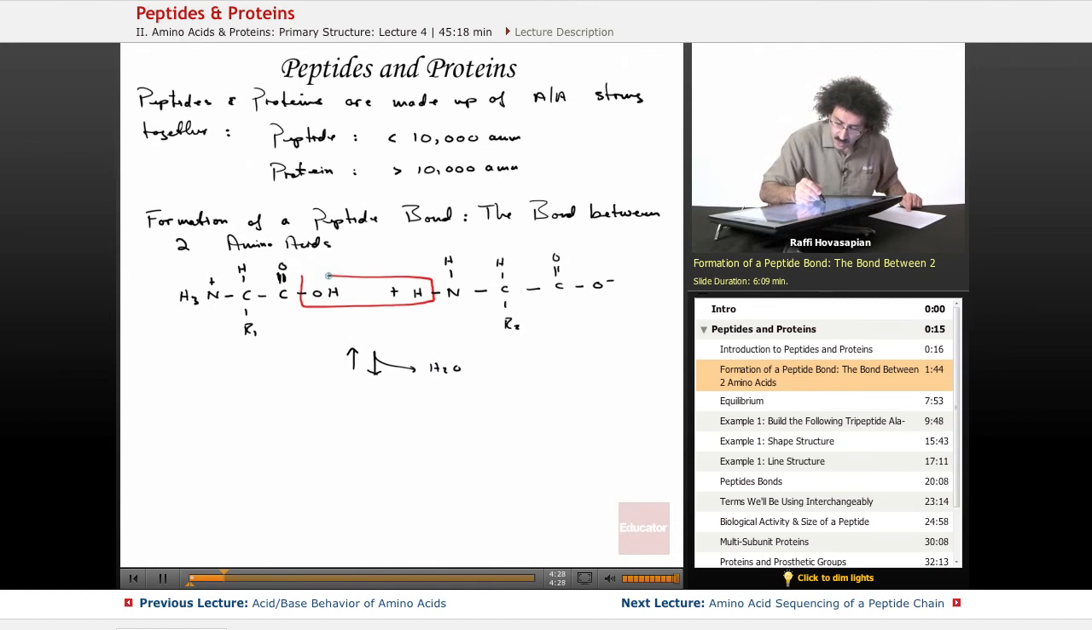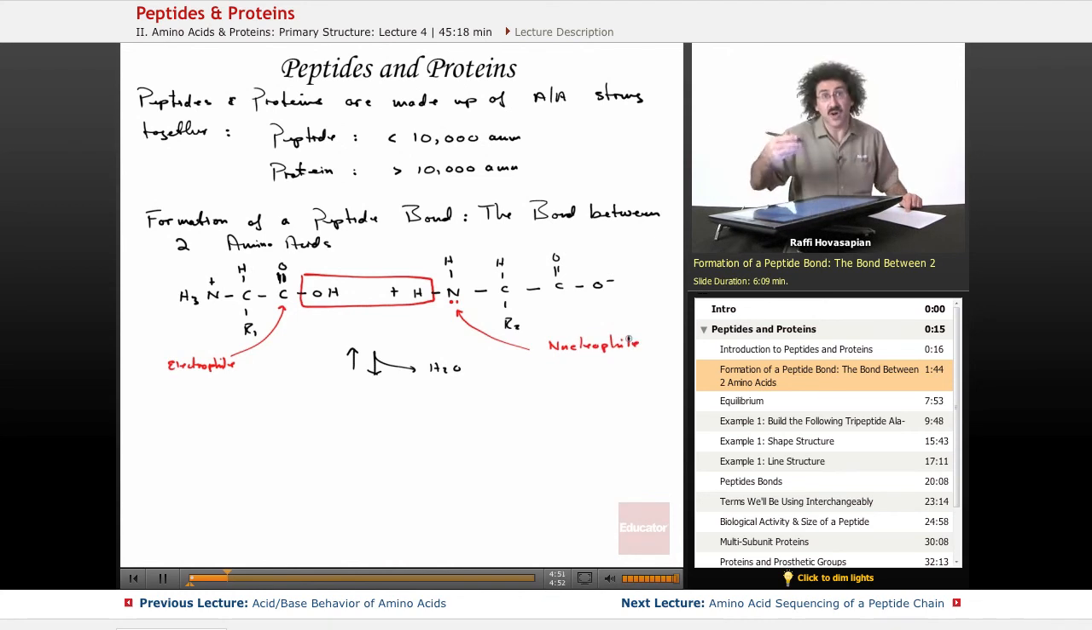Okay, the elements of water. So basically, this carbon is the electrophile, and this nitrogen is going to be the nucleophile. Remember, the nucleophile is the one that actually has the electrons. It has the negative charge. The electrophile is the one that carries the positive charge. So this thing is actually going to attack this thing. We're not going to worry about mechanism right now.